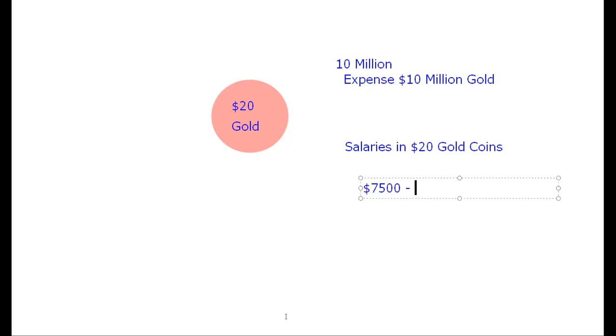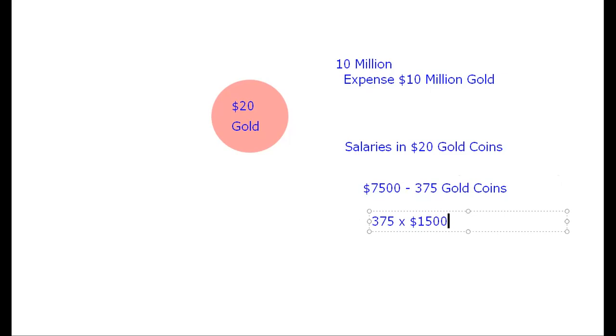Anybody got their calculator right in front of them? I do, here we go. 375. Oh, you're awesome. 375 gold coins. Now, take 375 and times that by 1,500. This is about $1,500 today. What do you get? $562,500.